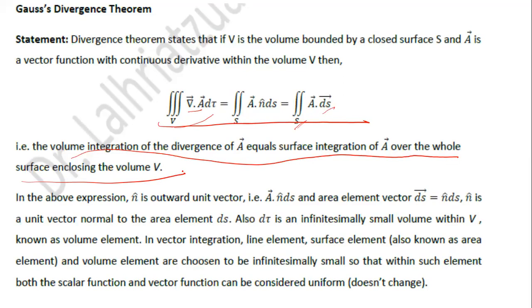And before we talk about it here, you'll see that there is a ds vector, ds, and there is a d tau. So ds is called the area element, d tau is called the volume element. And well, here you can also assign a vector sign on top of your area element ds. So this is called the area element vector. So let me just quickly go through what we actually mean by all this ds vector, d tau, and all these things.